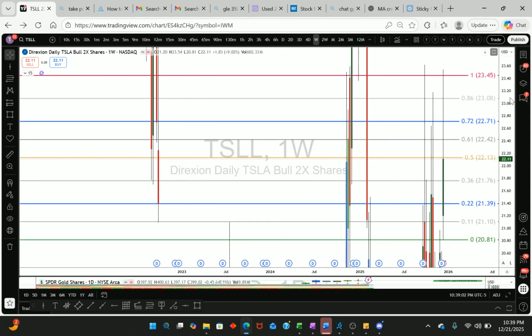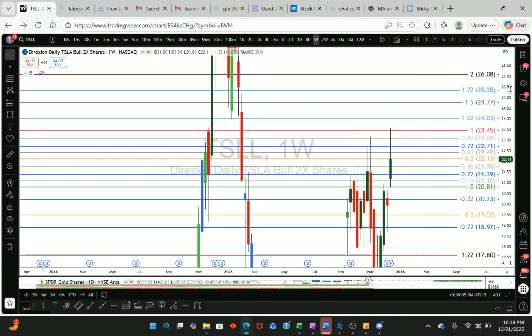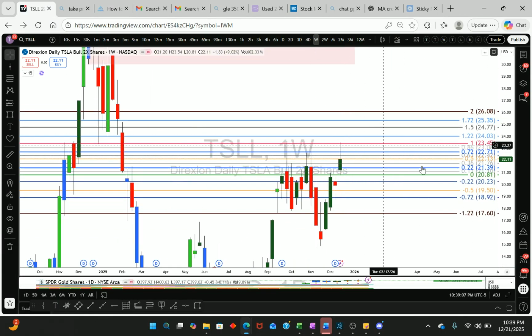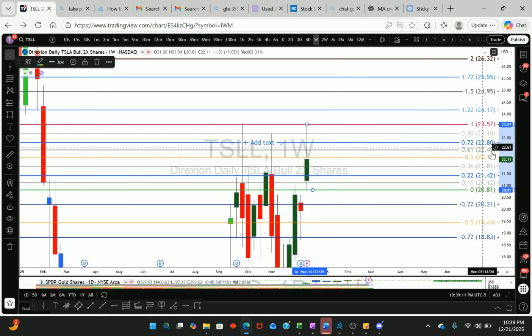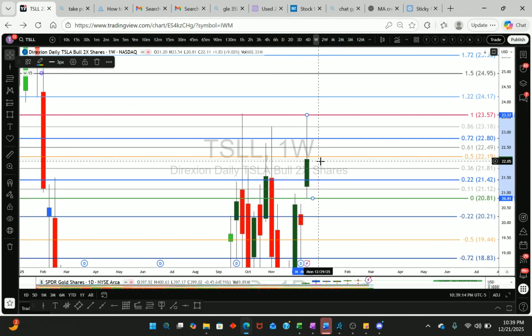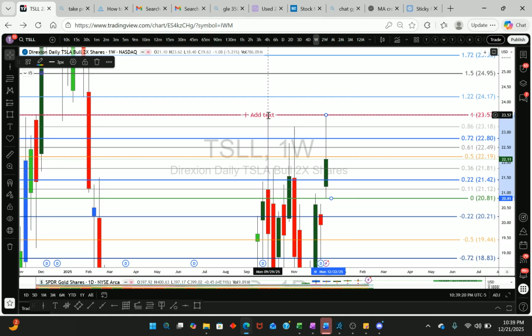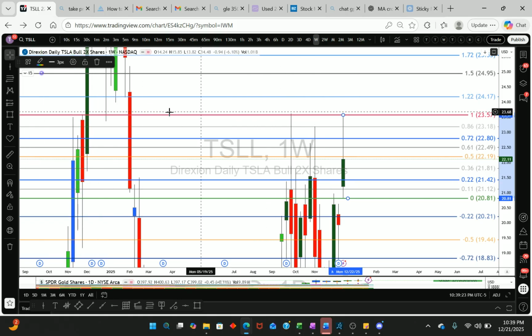And again, we're looking at this wick rejection up here. Let me drag this up just a little bit more. We're looking at a wick rejection at 23.57 because it closed right here. So we could possibly get all the way up here and then just come back down. You see it rejected here, it rejected here. This wick has hit this 23.57 a few times. So be aware of price pushing back down sometime in the middle of the week.